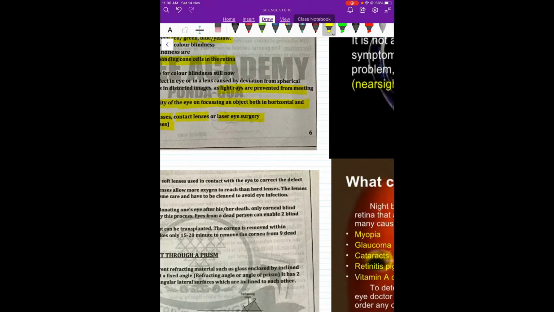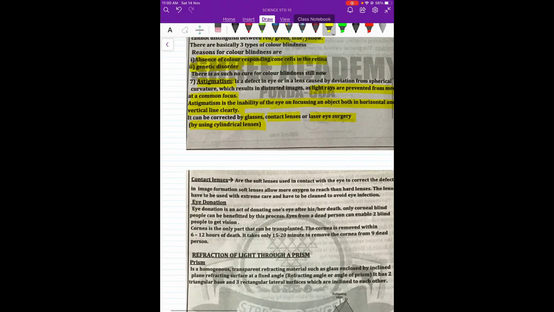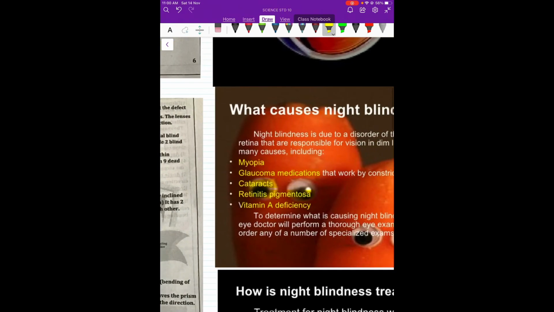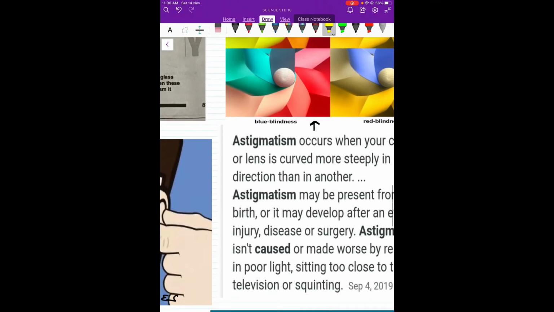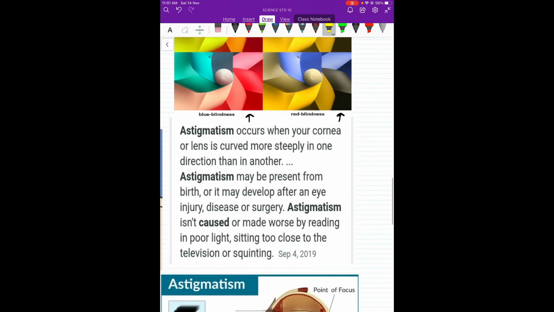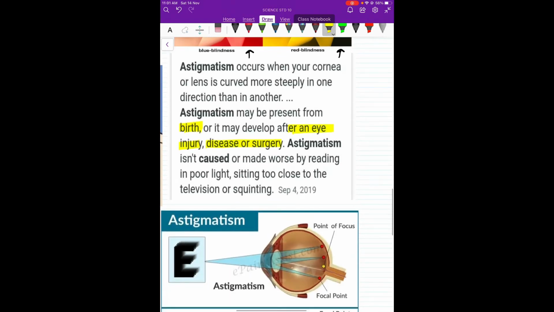Now, is there anything related to astigmatism? Yeah, it is given here. It occurs when your cornea or lens is more steeply curved, and it can be present from birth, and some may develop it from an eye injury, a disease or a surgery. It is not caused by other things like reading in poor light.